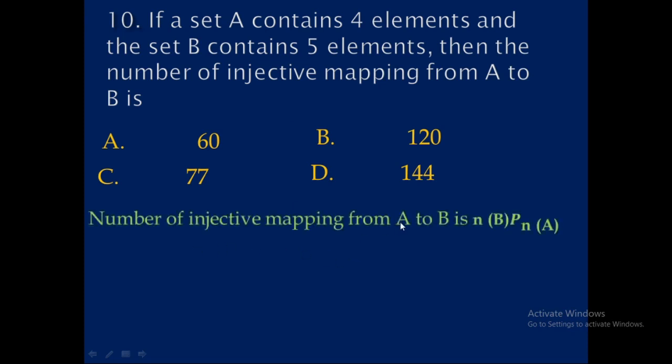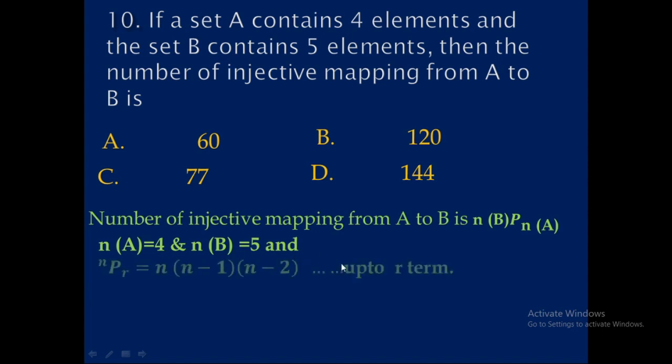The number of injective functions or mappings from A to B is number of elements of B, P, number of elements of A. Number of elements of B permutation of number of elements of A. This is the total number of injective functions or one-one functions from A to B. Given that number of elements of A is equal to 4, number of elements of B is 5, and also we know that nPr, the number of permutations of n objects taken r at a time, is equal to n into n minus 1 into n minus 2, up to r terms.